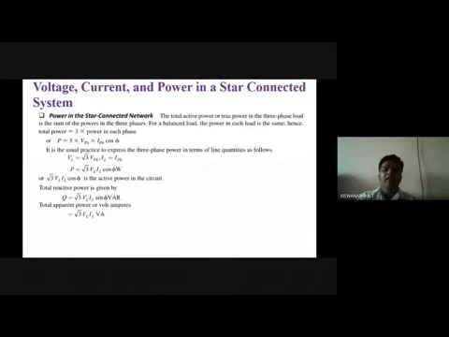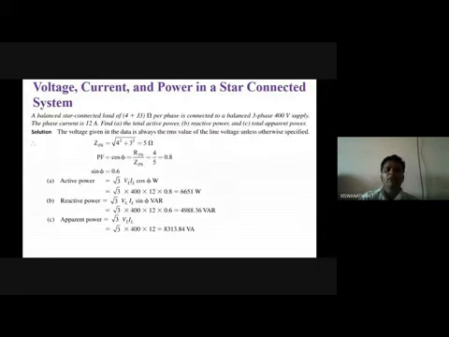Next one, power. What is power? It is the product of voltage and current. So here this is 3 phase, that's why I put 3 V phase I phase cos phi. Okay. So we all know VL is equal to root 3 V phase, IL is equal to I phase. Then it becomes root 3 VL IL cos phi. For reactive power, we replace cos phi with sin phi. Apparent power is square root of P square plus Q square.